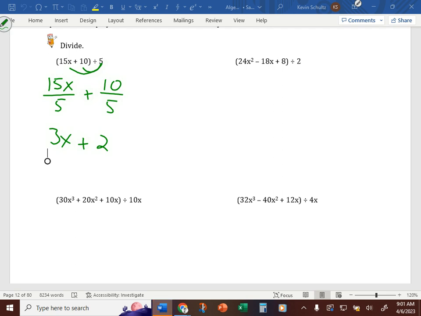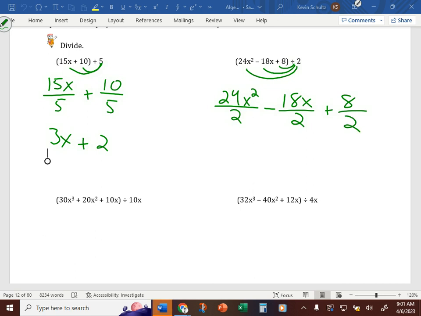Can we do like the last one? Next one, 24x squared minus 18x plus 8 divided by 2, the whole thing. It's important that this is in parentheses, right? Because without parentheses, according to order of operations, you'd only be dividing, in that case, 8 divided by 2. But with the parentheses, it groups all those terms together as one expression. We're dividing everything by 2, so we're essentially distributing in 24x squared divided by 2 minus 18x divided by 2 plus 8 divided by 2.